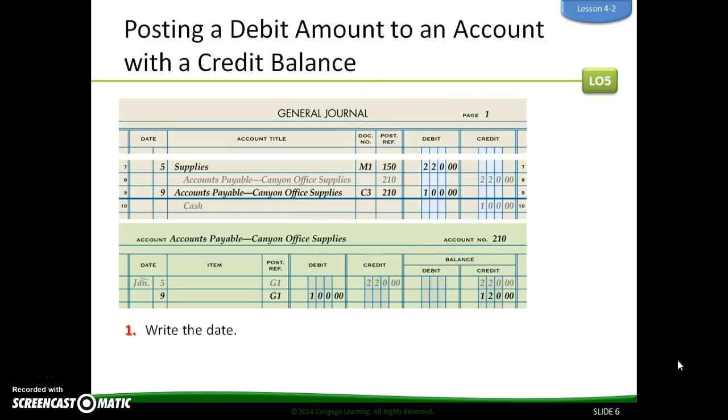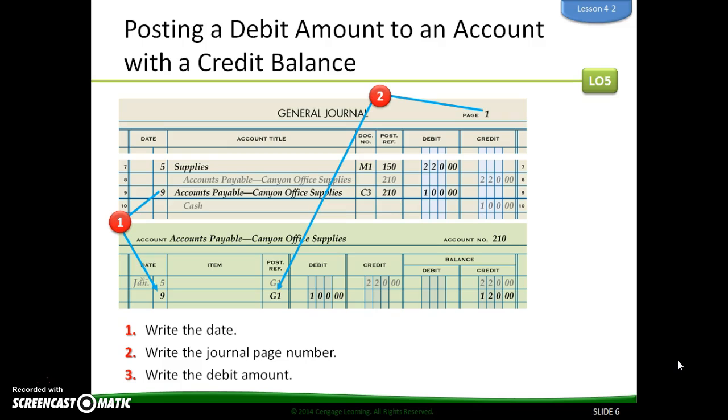Now we want to make sure we can post a debit to an account that has a credit balance. So we're looking at our accounts payable account. So that's our next transaction. So we're going to go ahead and the date is January 9. That's our first item. The general journal page number looks like we're still functioning on page number 1. This time we have a debit of $100.